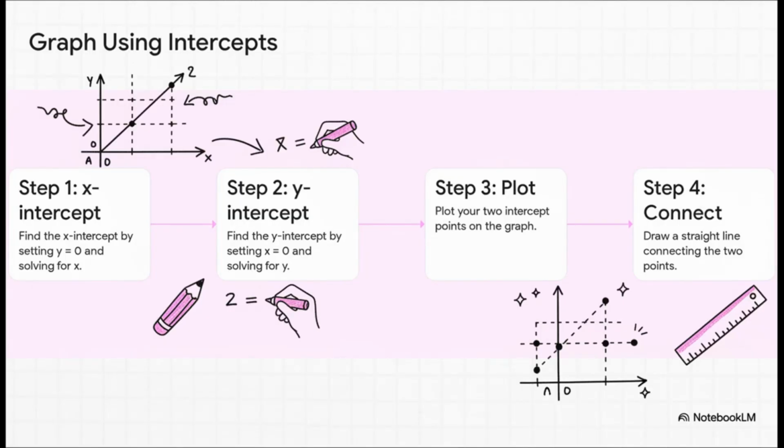Seriously, to find where it crosses the x-axis, you just pretend y is 0 and figure out what x has to be. Then, to find the y-intercept, you do the opposite. Pretend x is 0 and solve for y. Once you've got those 2 points, you just pop them on the graph, connect them with a ruler, and bam! You've just graphed an entire equation.